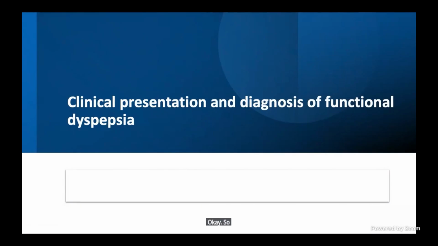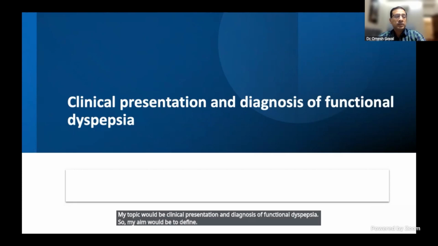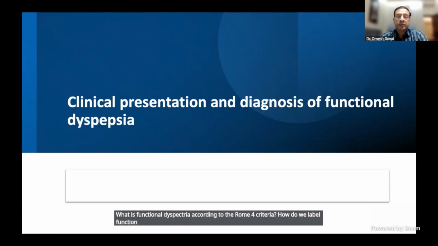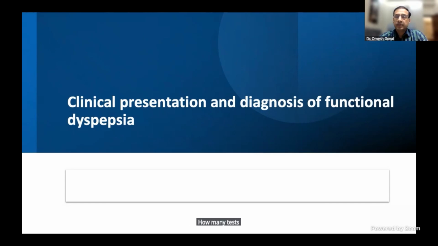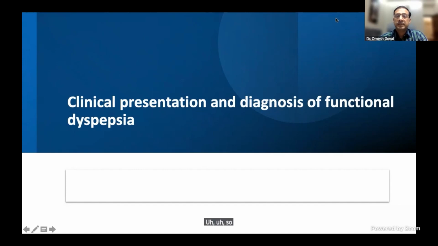So good evening, everyone. The topic of today's discussion is the clinical presentation and diagnosis of functional dyspepsia. My aim is to define what is functional dyspepsia according to the Rome 4 criteria, or how do we label functional dyspepsia, and how many tests are required before we label the patient as functional dyspepsia, so that we can plan the treatment accordingly.